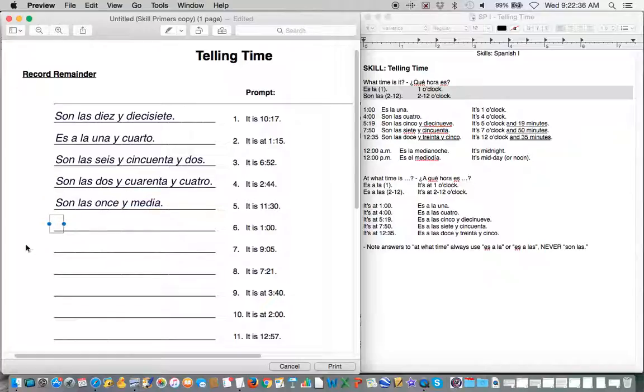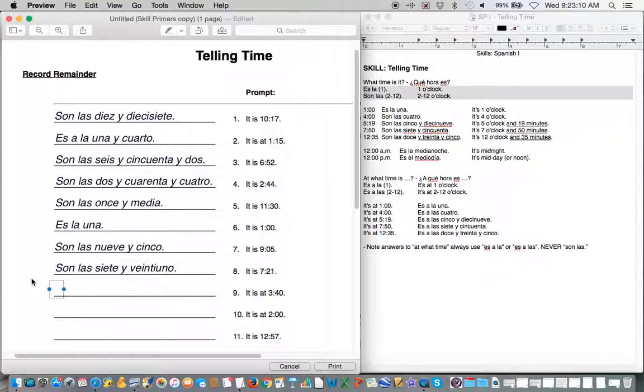Okay. Number 6, it is 1 o'clock. Es la una. Number 7, it is 9:05. It is 9 o'clock. Son las 9. That is, it is 9 o'clock and 5 minutes. Y 5. Number 8, it is 7 and 21. Son las 7 and 21. 21 is 21.